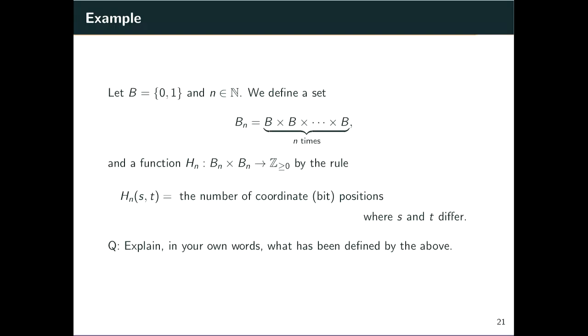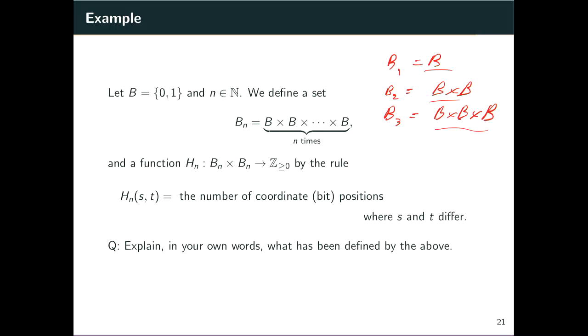So maybe just to be clear, B1 is equal to B. B2 is equal to B times B. B3 is equal to B times B times B. Remember, these are just sets, and so this is a 1-tuple, this is a 2-tuple or a double, and this is a 3-tuple, which is a triple. Well, the elements of it are those.